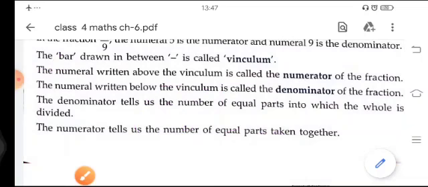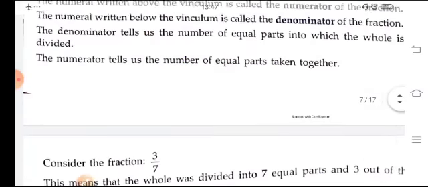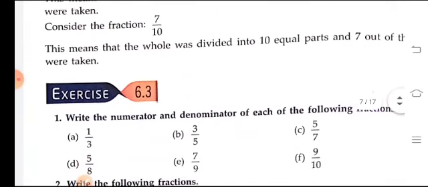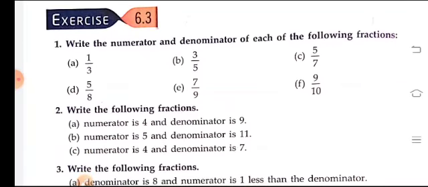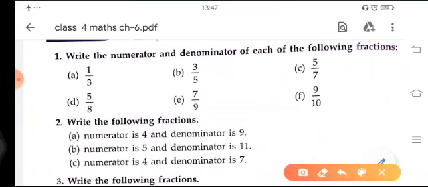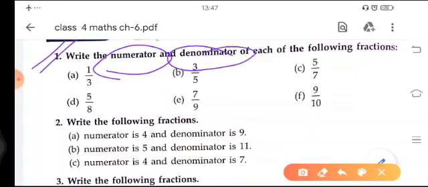Okay, so in a fraction there are two words that we use to represent a fraction, that is numerator and denominator. Okay, so our next exercise is related to the numerator and denominator. Okay, so in question number 1, we have to find what is the numerator and what is the denominator. Okay, if you see part A, that is 1 upon 3. 1 is what? 1 is our numerator and 3 is what?